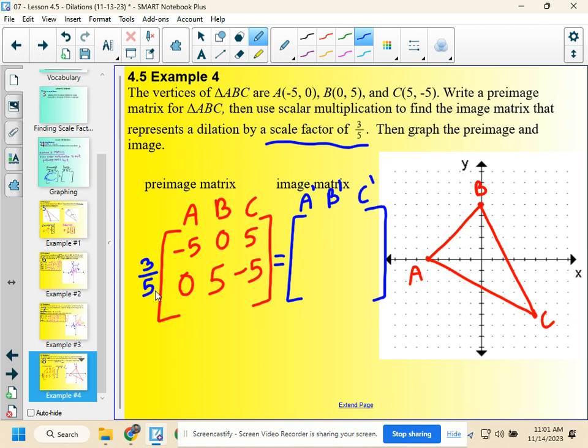All right, here we go. What's 3/5 times -5? Let's see if I can not screw this up this time. We're going to get negative 3. 3/5 times 0 is 0. And then 3/5 times 5 is positive 3. 3/5 times 0 is 0. 3/5 times 5 is 3. 3/5 times negative 5 is negative 3.